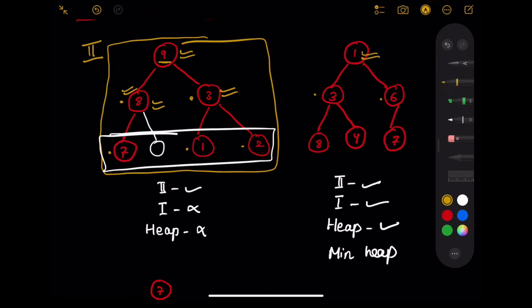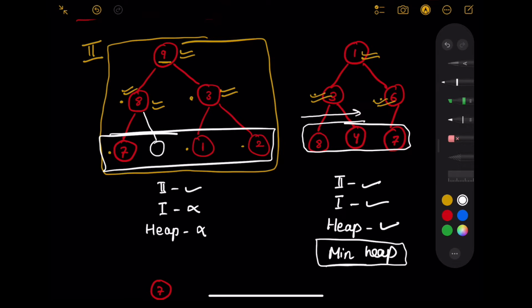Again, 3 is smaller than 8 and 4, so 3 is also following the property, and 6 is smaller than 7. Now this particular tree is also following the first property, because this is a complete binary tree. We are not missing any node when we start moving from left to right on the last level. Therefore this tree can be called a heap, and the type of heap this tree is, it is a min heap, because every node is smaller than its immediate children.